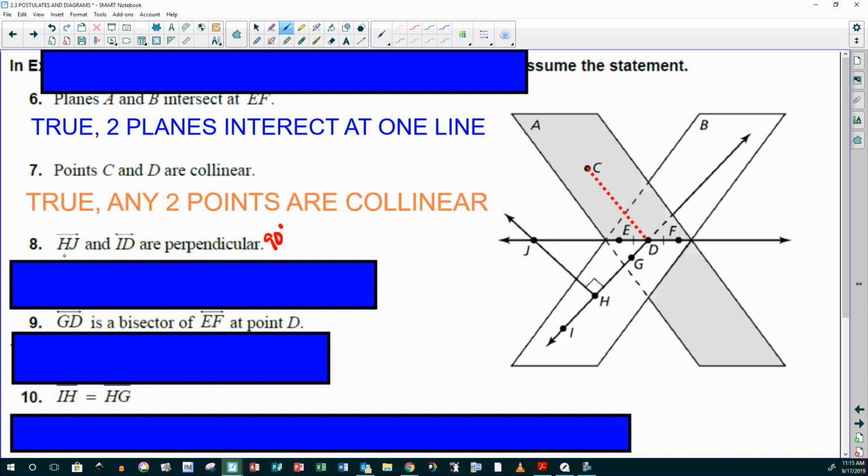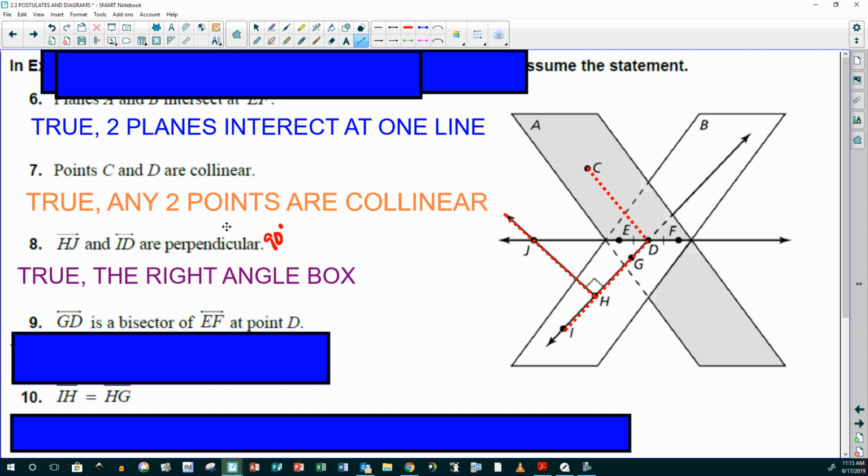So if I look at HJ, so over here is HJ. So HJ is this ray, and then ID would be that line segment there. They do intersect where the right angle is. So therefore, true, because there is a right angle box in the picture. It's labeled for me. I don't have to assume it based on a postulate. I know it's true because they're telling me it's true in the picture.